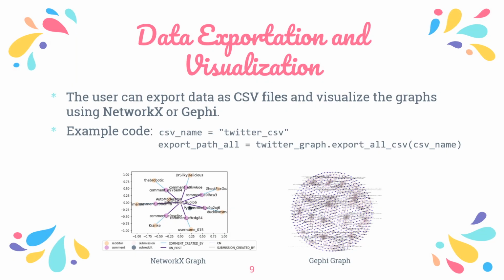Using GraphiPy, the user can export data as CSV files and visualize the graphs using NetworkX and Gephi. And this is an example code using the export path. Exporting the graph will provide the user with the path to where the files are exported to, so the user can know where the files are exported. And here we have example pictures of the graphs visualized using Gephi and NetworkX.